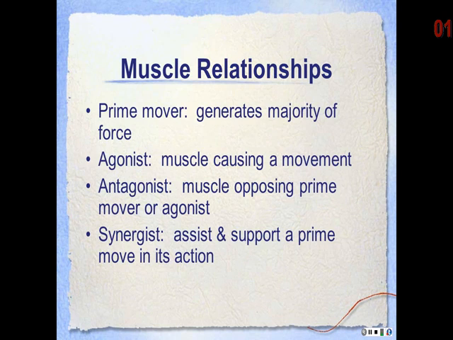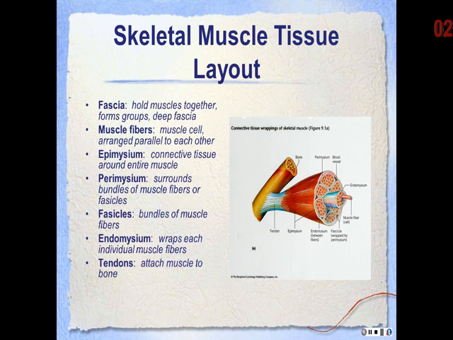A synergist will assist and support a prime mover in its action. To efficiently flex the biceps and the forearm, it is necessary for the synergists, like the shoulder and pectoral muscles, to stabilize the upper arm while moving the forearm. Depending on what motion you are looking at, a muscle could be considered an agonist in one direction, an antagonist in the other direction, and a synergist in yet another motion. In general, the terms prime mover and synergist tend to be used together, and agonist and antagonist tend to be used together.